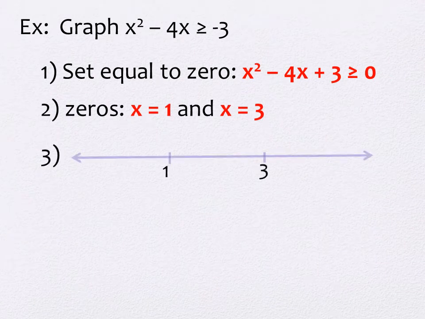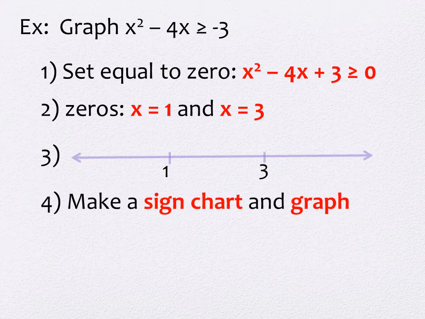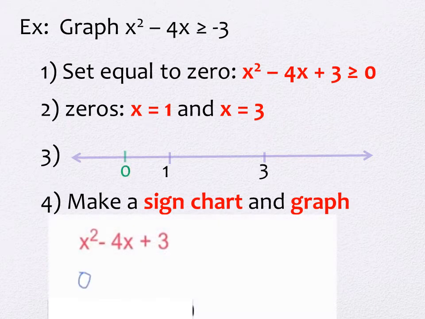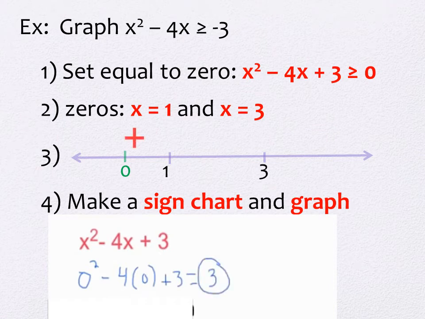We plot them on our number line from least to greatest, and then remember our fourth step is to make a sign chart and graph. Remember, to make a sign chart, we're picking values between the intervals. So one value right away to pick in less than 1 would be 0. So sub in 0 to our function. If we sub in 0, we get 0 squared minus 4 times 0 plus 3. Well, this gives us an output of positive 3. So any value less than 1 will yield a positive number, so we put a plus sign.